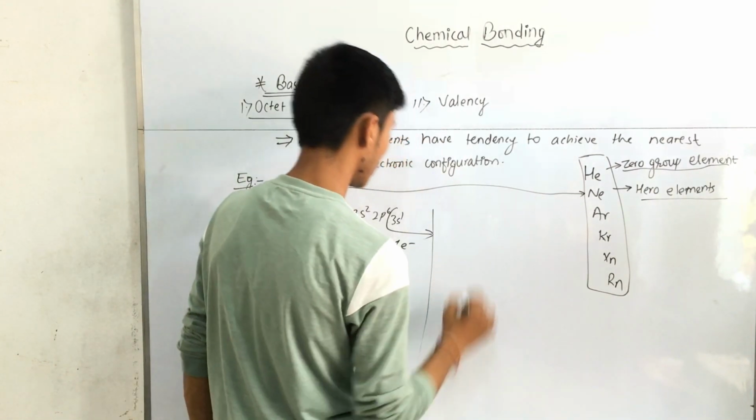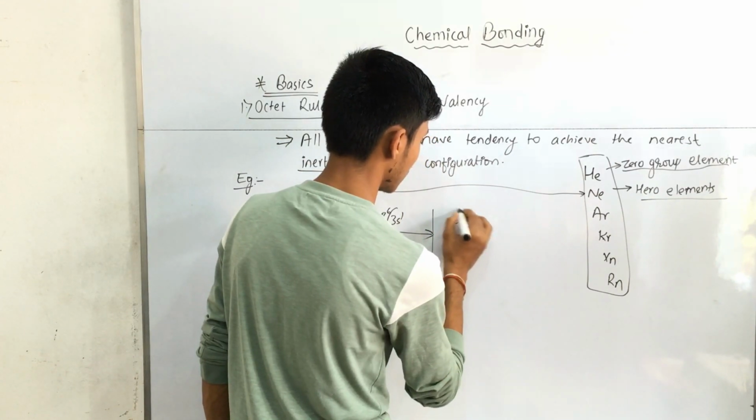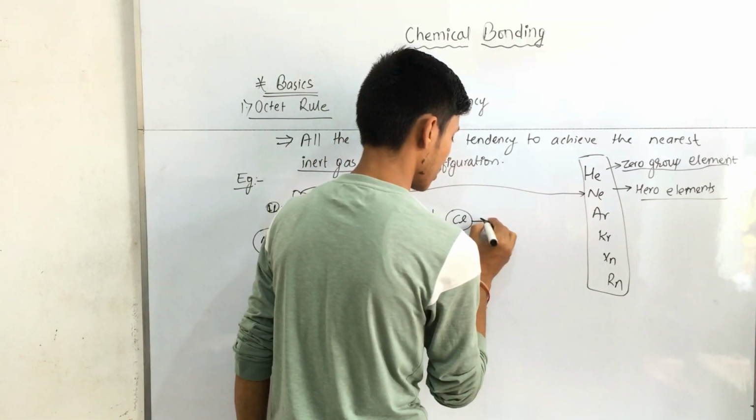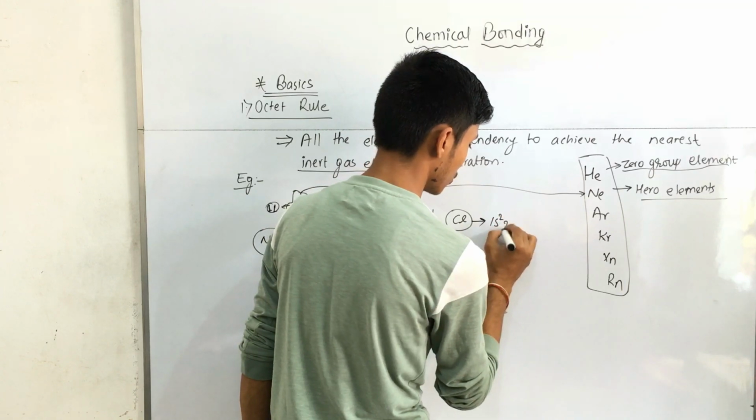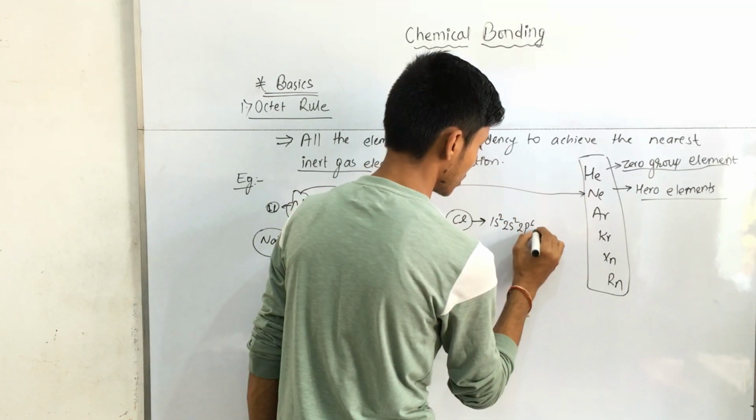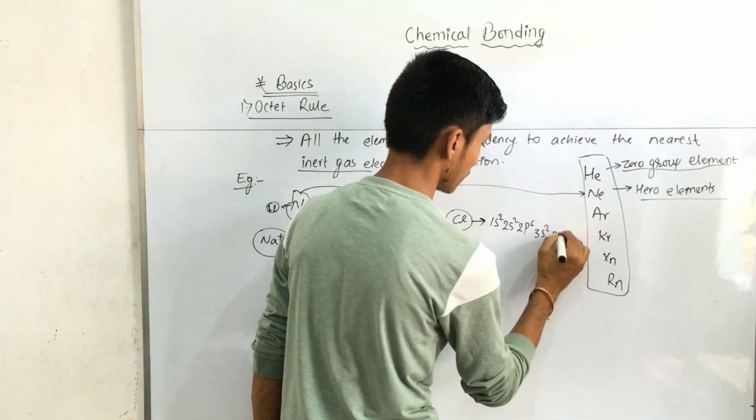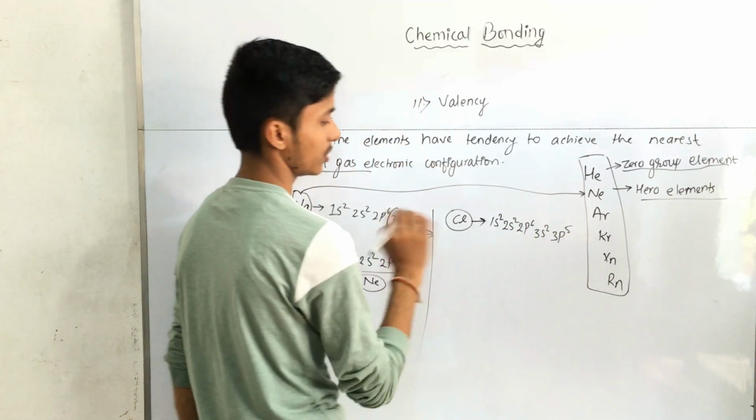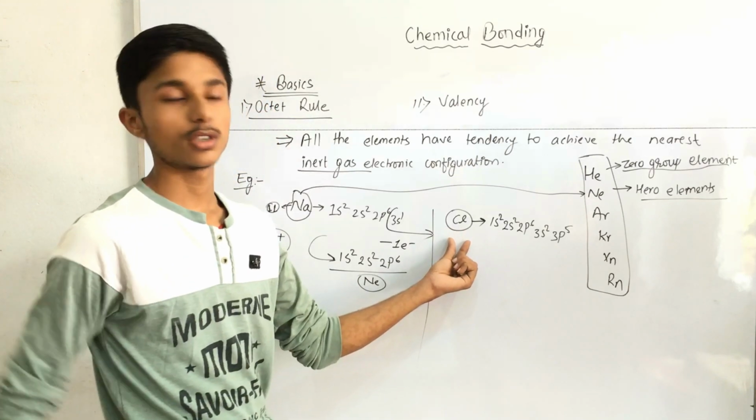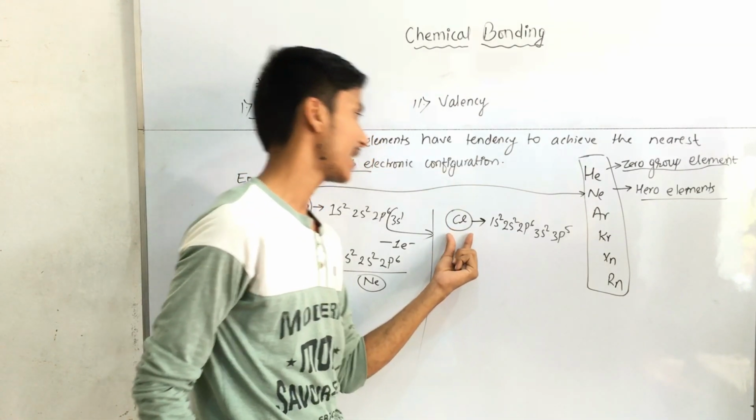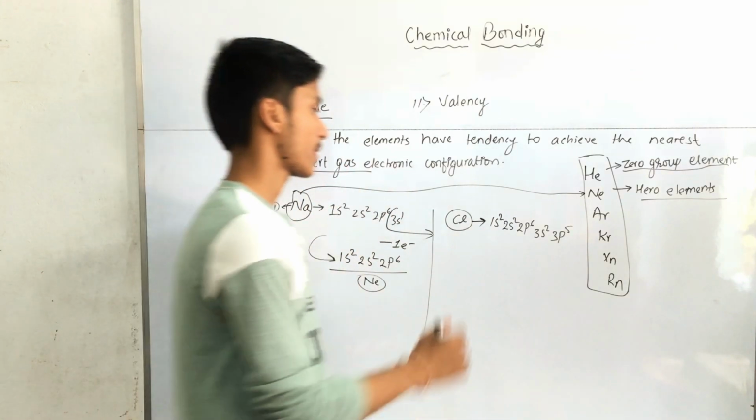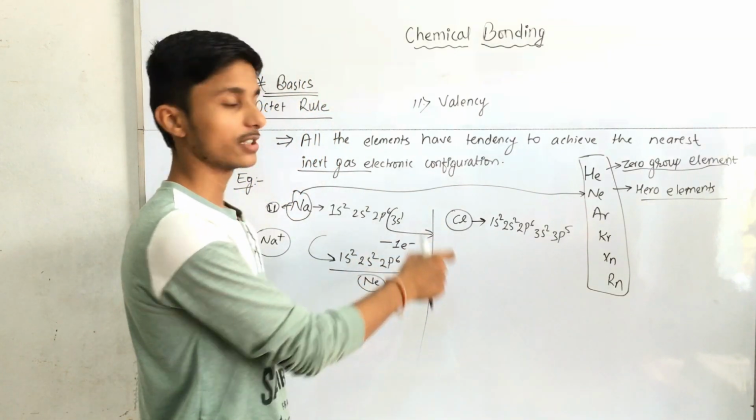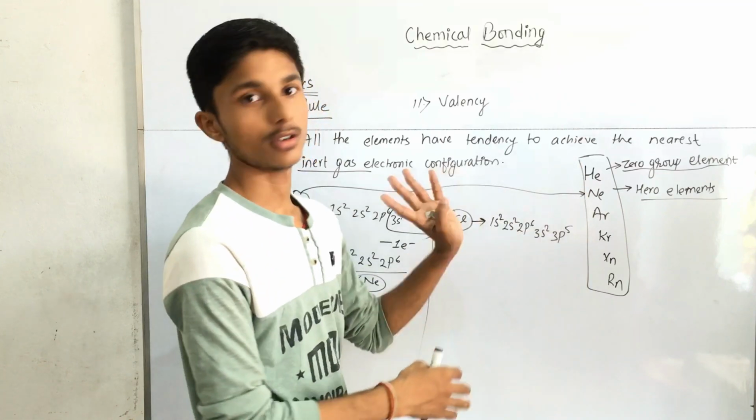And we take another example, chlorine. We know the atomic number of chlorine is 17. We write the electronic configuration 1s2, 2s2, 2p6, 3s2, 3p5, which is 2, 2, 6, 2, 5, total 17. Here the atomic number of chlorine is 17 and it wants to be like its nearest inert gas, to be stable. They are doing this to be stable like these hero elements.